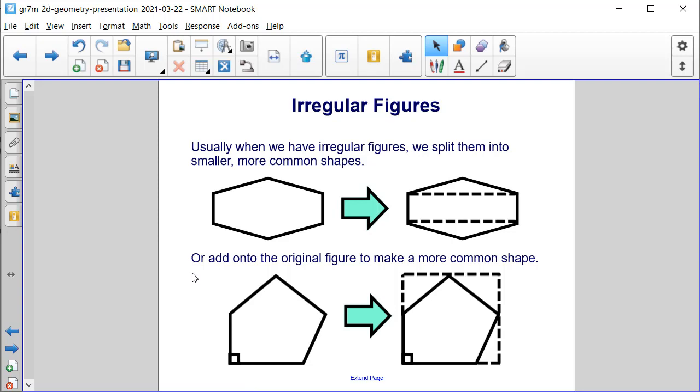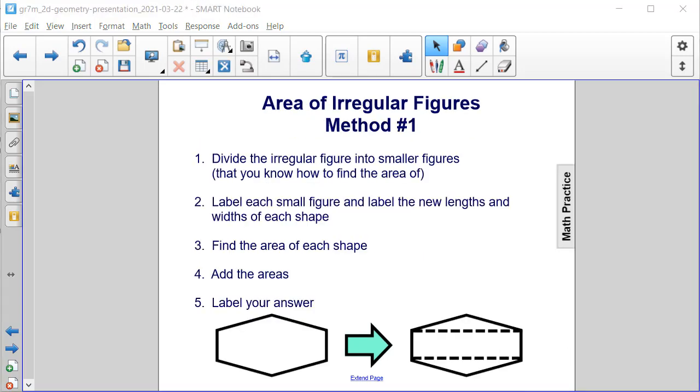Another option would be to add on to the original figure to make a more common shape. Here we have a pentagon with a right angle. If we extend the sides out, we create a rectangle or square going around it based on the measurements.